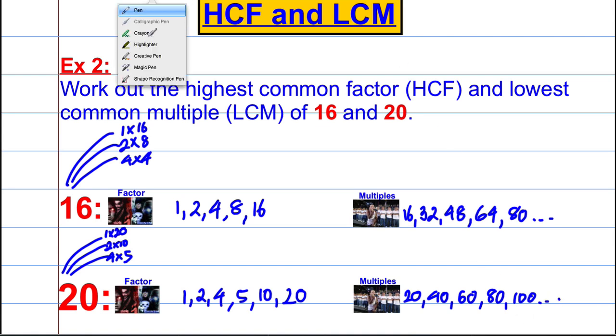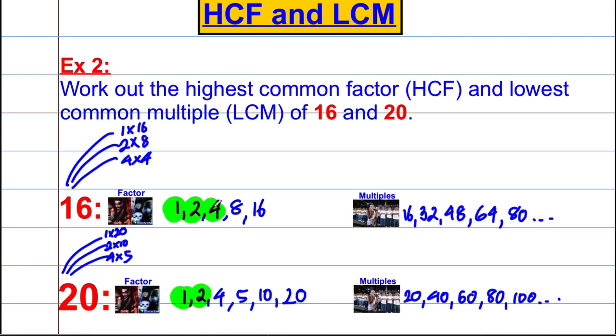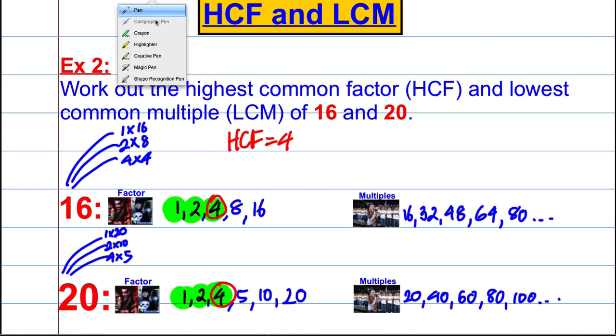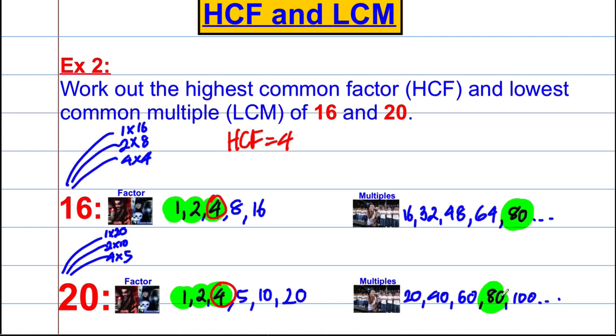Right, so let's see the highest factor they have in common. They both have a 1, they both have a 2, they both have a 4, and those are the numbers they share. So clearly you can see that 4 is the highest number that is in both their factors list. So the highest common factor is going to be 4, and the lowest common multiple, I'm sure you can see that the first number that is in both lists is 80. So that means the lowest common multiple in this case is equal to 80.